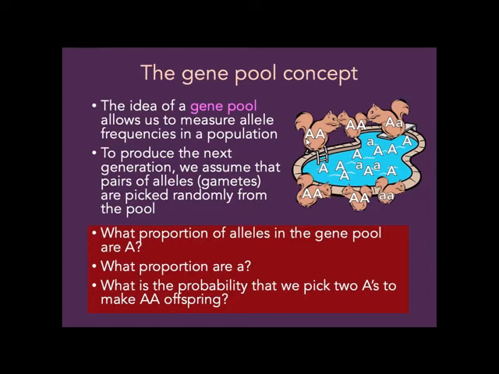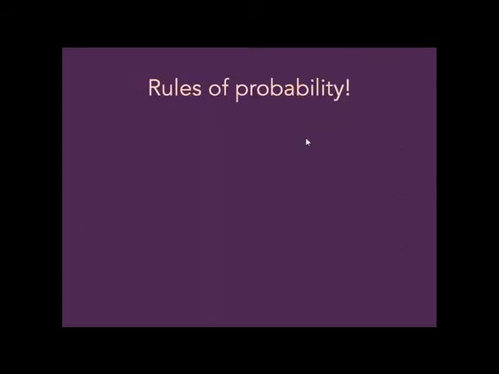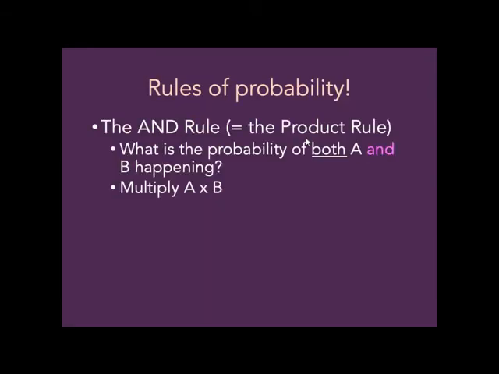All right, so let's put a pin in that for a minute and talk about some rules of probability, okay? Yay, rules of probability. All right, the first rule of probability is called the AND rule. And in some books, they call this the product rule, right? Product meaning multiply. And so this rule of probability says, if you want to know what is the probability of both A and B happening, you need to multiply the probability of A happening and the probability of B happening, okay? So that's the AND rule. So if you want to say what's the probability of this and that happening, you multiply the two probabilities.